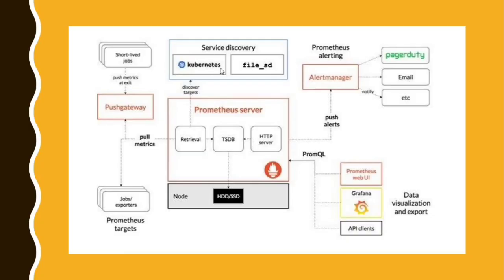Static configuration is basically a manual way. You can directly list the IP addresses and the host names of the target machines you want to monitor in the Prometheus configuration file, which is a YAML file. It works fine for small setups, but if your environment is big or keeps changing, it becomes problematic.